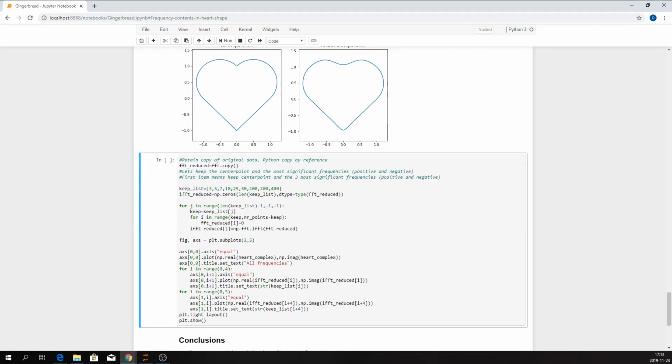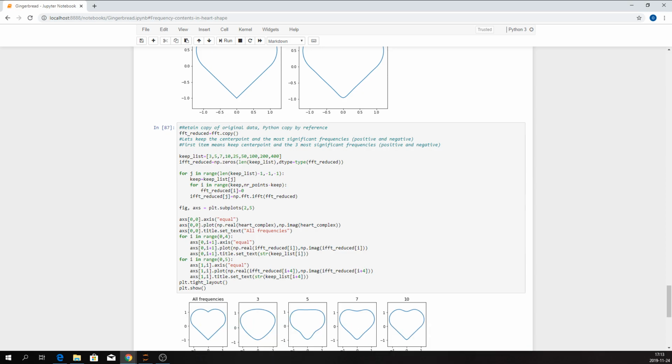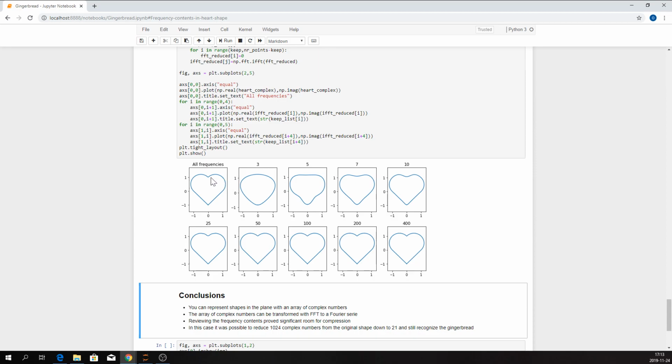Okay, so then I tried to set up some different scenarios using 3, 5, 7, 10, 25, 50, 100, 200, 400 positive and negative frequencies, and let's run this code and compare them. Here you can see all frequencies being used, only 3, 5, 7. I think 7 is the first one we really can talk about that being heart-like. And 10, I think it's a good approximation of a heart.